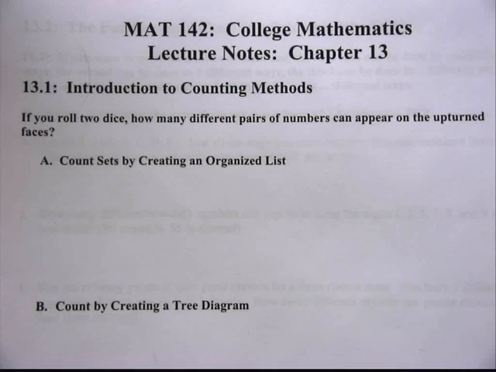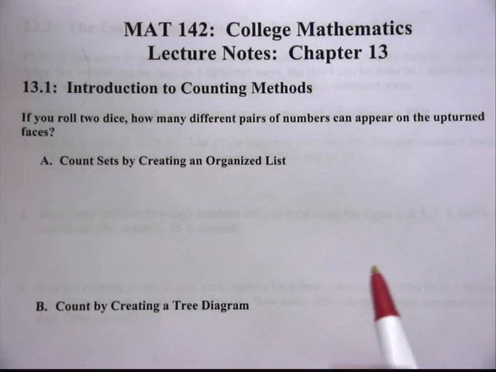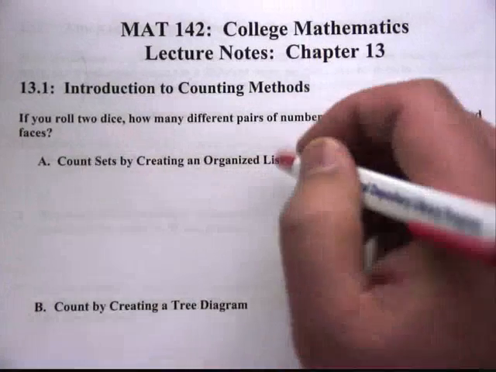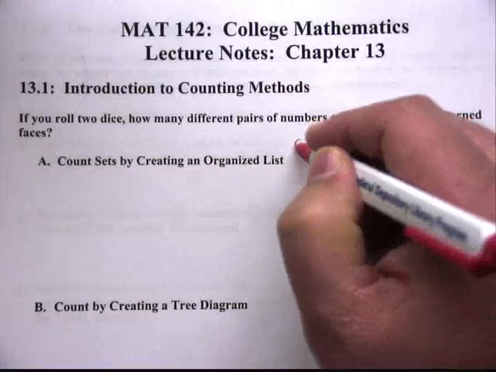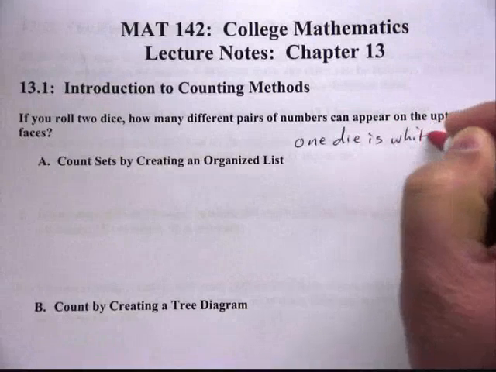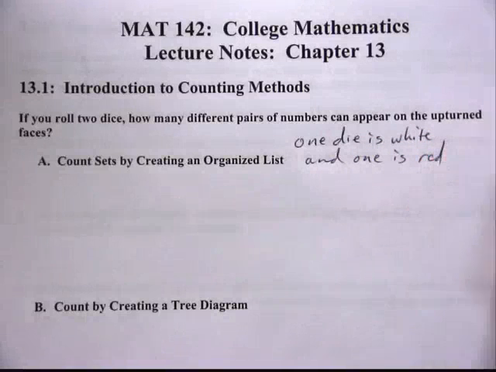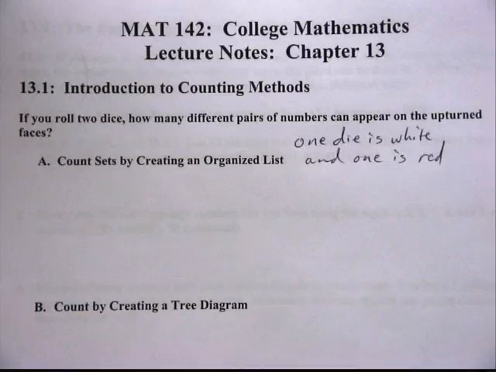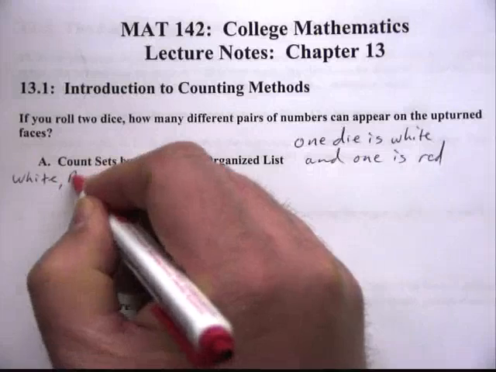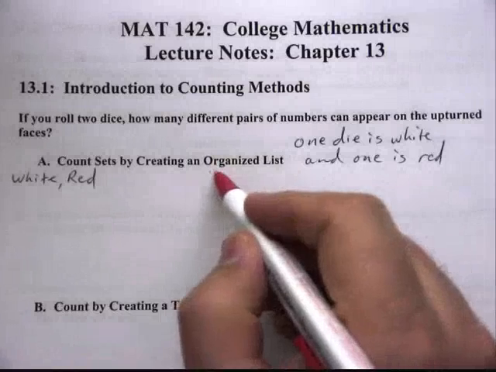And I'm going to look at that with the list first. So for the list, in order to determine what the differences are, I'm going to say that those 2 dice are different. I'm going to say that 1 die is white and 1 is red. And then I'm going to list them with the white die first and the red die second. And I'm going to try and do this in a real organized fashion.